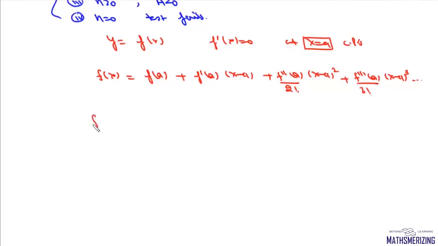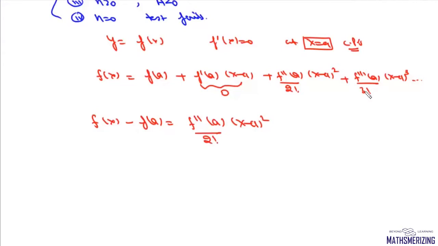Now we can write this as f(x) minus f(a). Now a is a critical point, and if a is a critical point, then at a f'(x) is 0. So this term will be simply 0. So we'll get f''(a) into (x minus a) squared upon factorial 2.